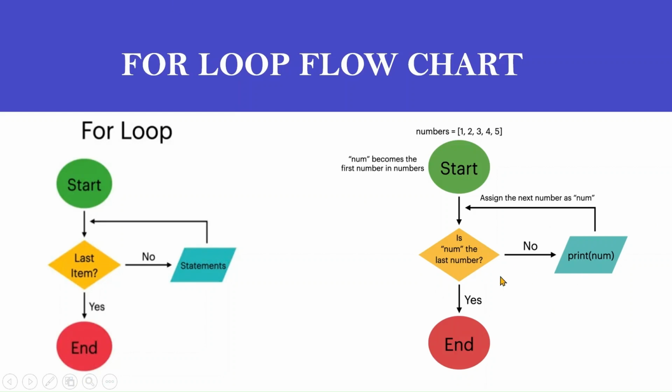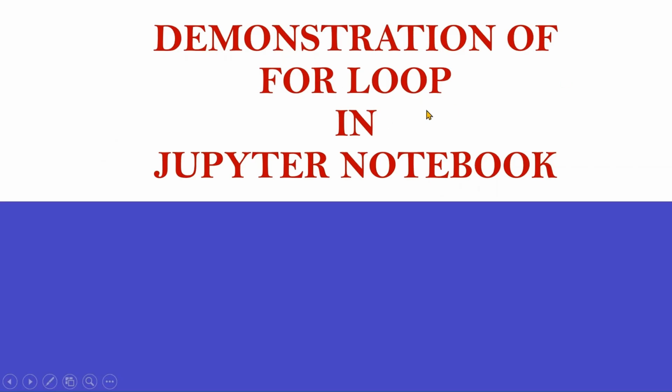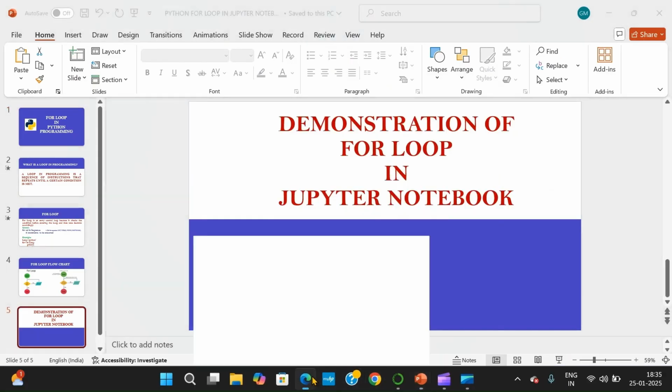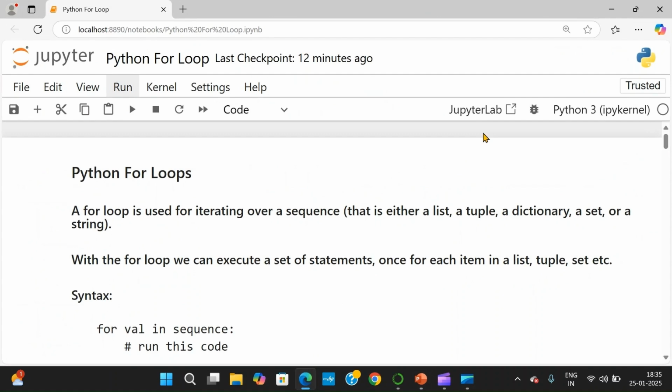Okay, then I'll show you the demonstration of the for loop in Jupyter Notebook. So we'll go to the Jupyter Notebook. You need to open the Jupyter Notebook. It's already opened here. Now we'll see how to execute it and check what the output is.